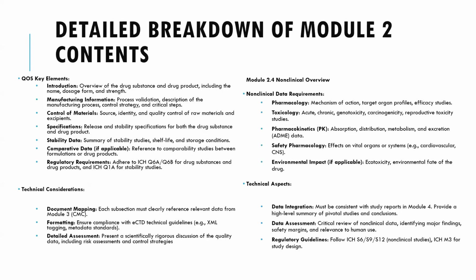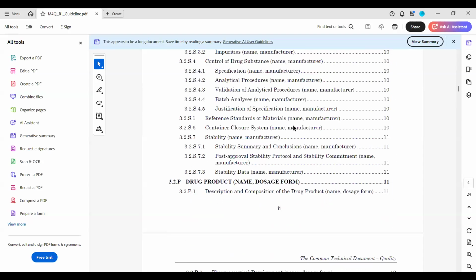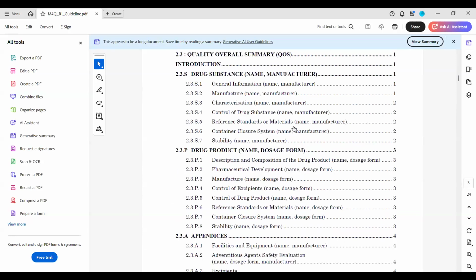So we'll start with the QoS key elements. QoS, when I say QoS, it means quality overall summary, right? So I will also share with you the ICH M4Q(R1) guideline for a better visual. Just a second. Okay, just stay with me for a minute. Okay, yeah. So this is what your module 2 table of contents looks like.